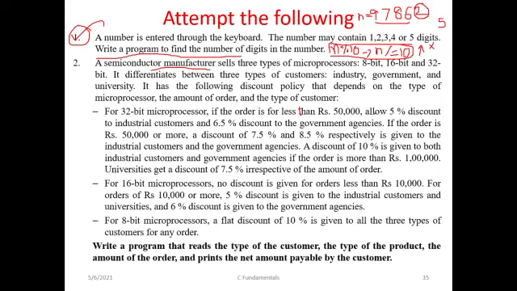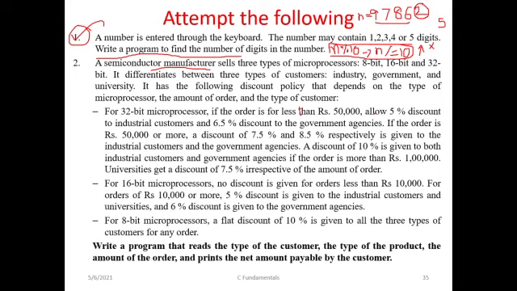If the order is more than 1 lakh, this is for government and industrial customers. Universities get a discount of 7.5 irrespective of the amount of the order. Okay, this is for the 32-bit microprocessor.